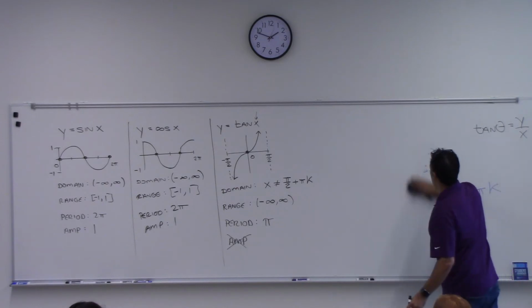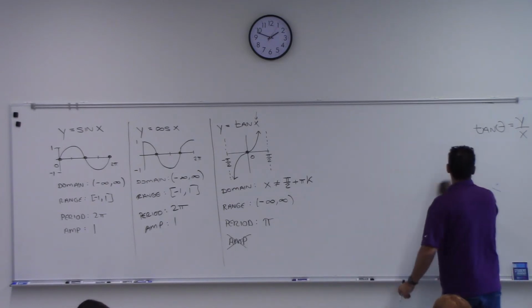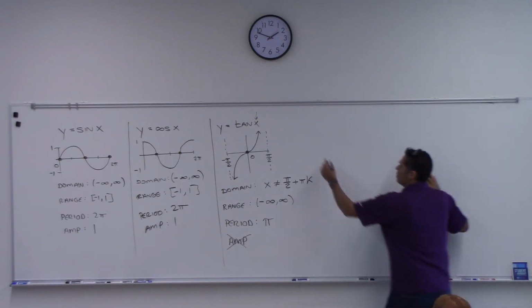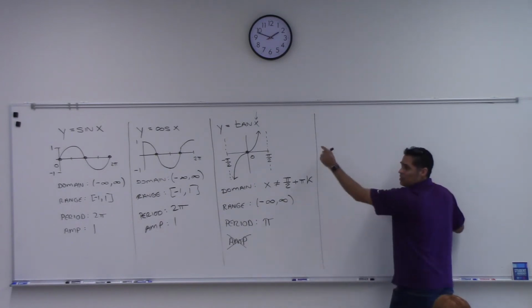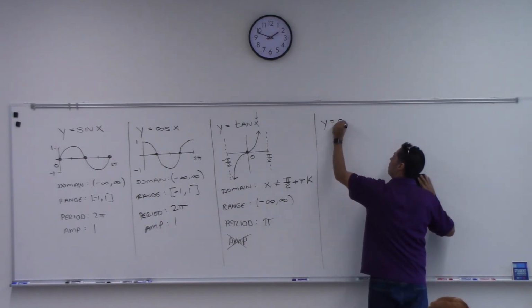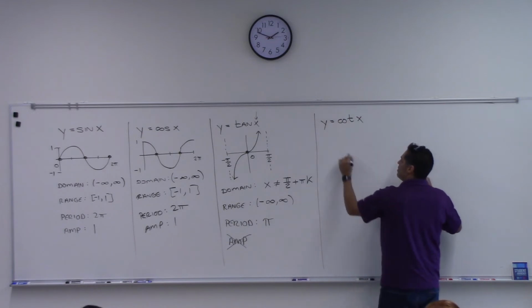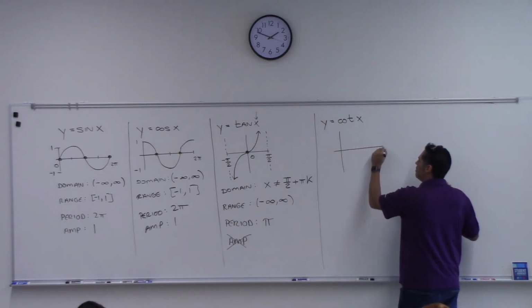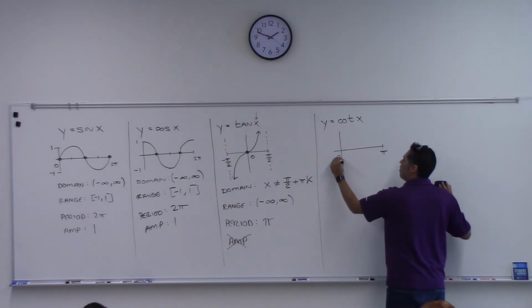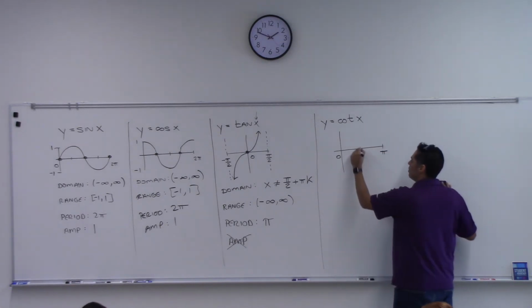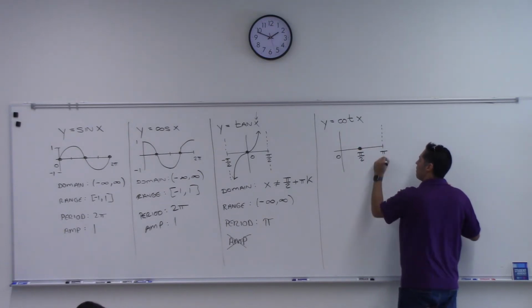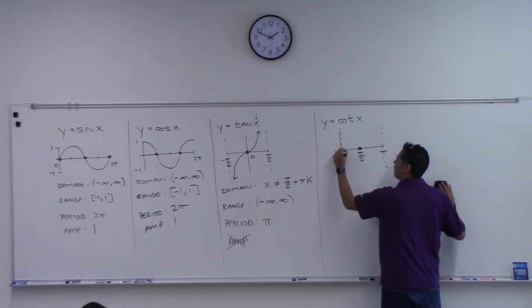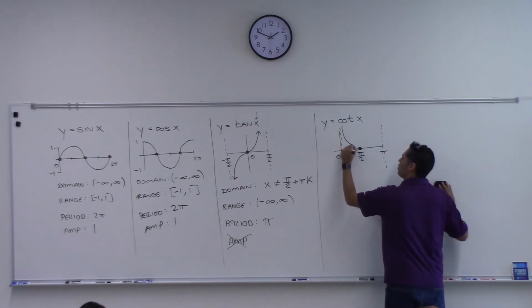Okay, let's look at the next one. What's our next function? Let's go to cotangent, right? So cotangent is very similar to tangent in the sense that it kind of looks the same, except we've got problems at 0 and at pi, where we have the issues. Pi over 2 is where we have the x-intercept. And the picture looks like this.